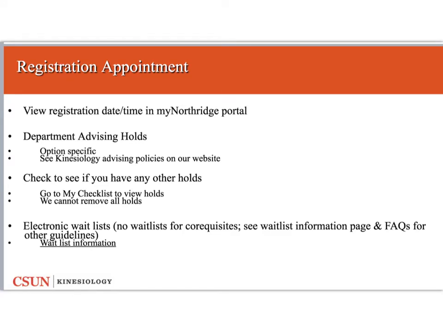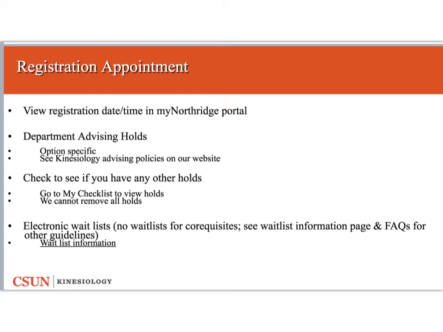Our options place advising holds differently depending on the option. So I would recommend looking at our advising policies, which are posted on our website, and they will explain to you what type of mandatory advising is required for your option, and it will also tell you what's the process for meeting that mandatory advising and for getting your advising hold removed. Some semesters we don't place advising holds, but again, if you want to get specific information about advising holds and when they're placed based on your option, we have some policies posted on our website.